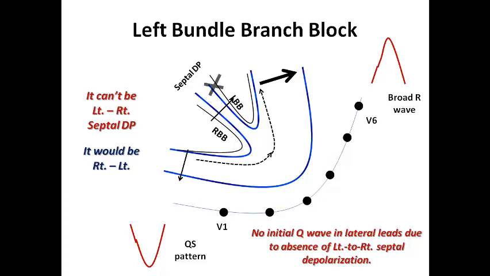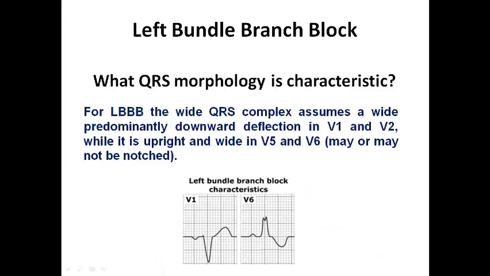So I would not find an initial Q wave in the lateral leads like V6 here due to absence of left to right septal depolarization, because the initial Q in V6 was caused by the left to right septal depolarization. Here it is not the case. It would be reversed in direction. I could find a QS pattern in V1 and a broad R wave in V6. So this is the classic morphology for left bundle branch block. Like here, V1 can show a QS pattern, it may show a small initial R, and V6 shows this large broad R wave, which may sometimes be notched like here or slurred in this case.